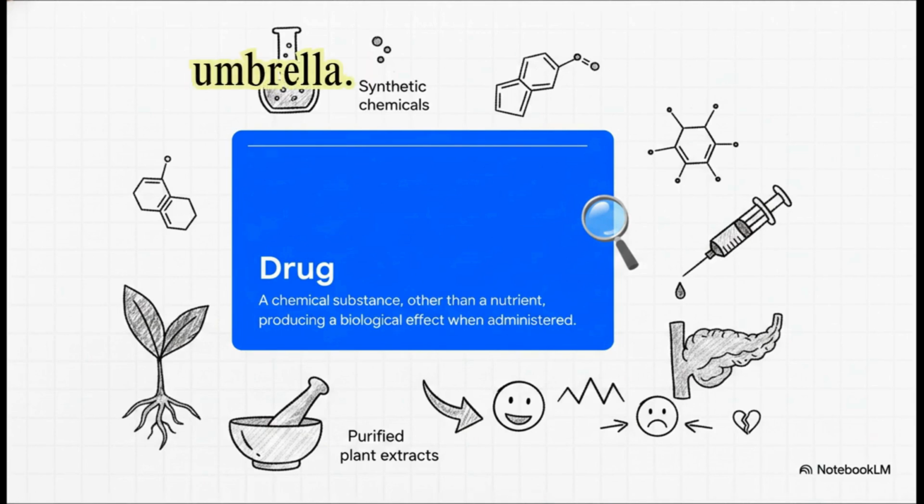It's a huge umbrella. It covers synthetic chemicals crafted in a lab, purified plant extracts, and even intentionally administered endogenous hormones. For example, think about insulin. It's naturally produced by our pancreas, right? But the very moment you draw it into a syringe and administer it to treat a patient, it technically becomes a drug. Memorize this definition. It is literally the bedrock of everything we're going to do.